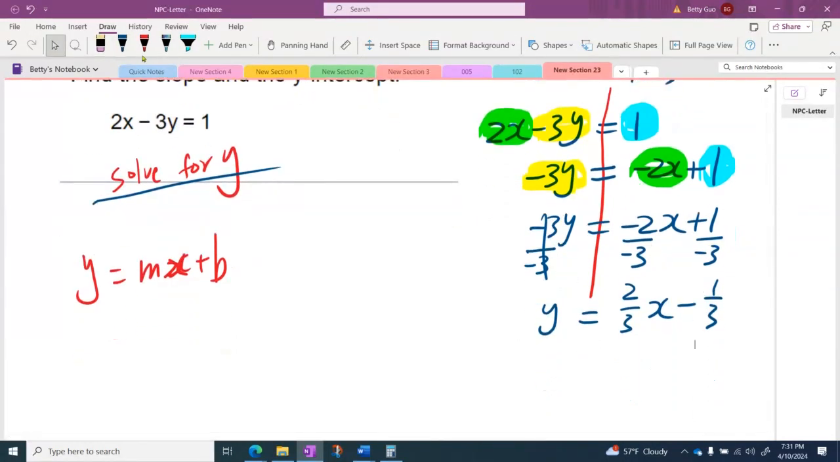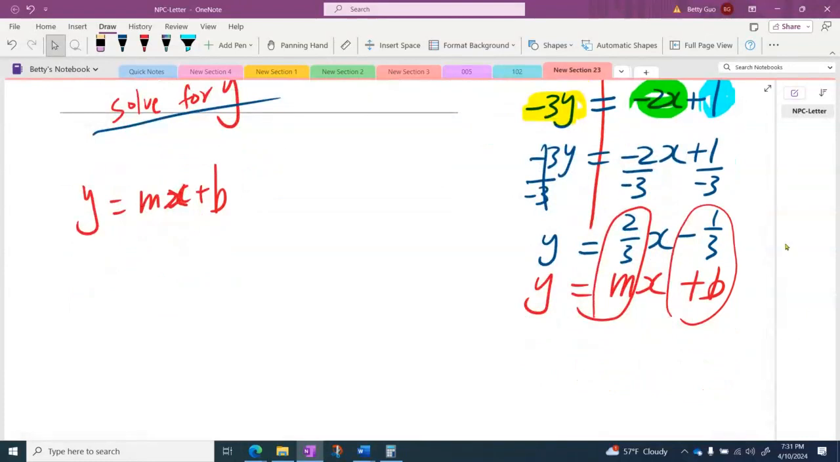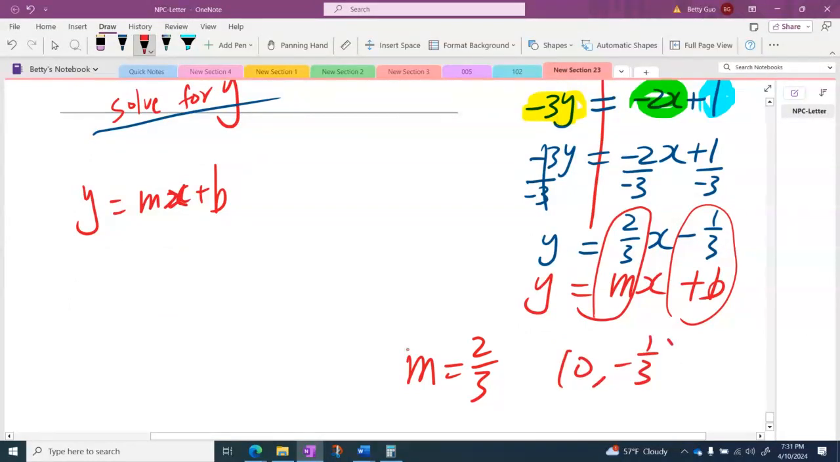And the equation is in the slope-intercept form right now. y equals mx plus b. And now you can tell what the slope is and what the y-intercept is. Be very careful. The y-intercept is not a number, it's a pair. So the slope is 2/3. The y-intercept is (0, negative 1/3).